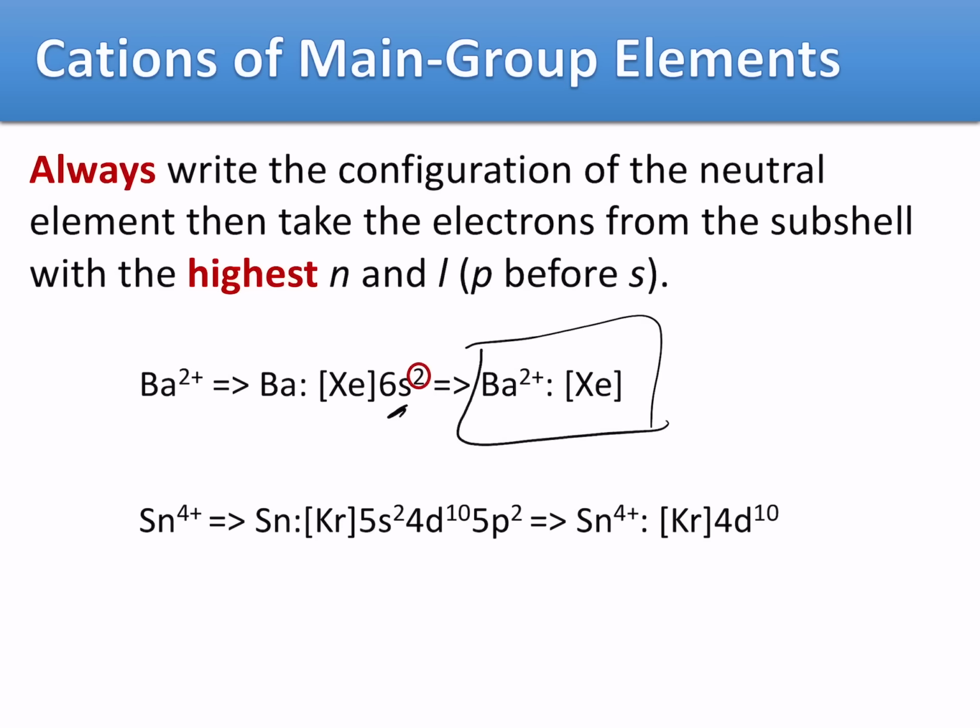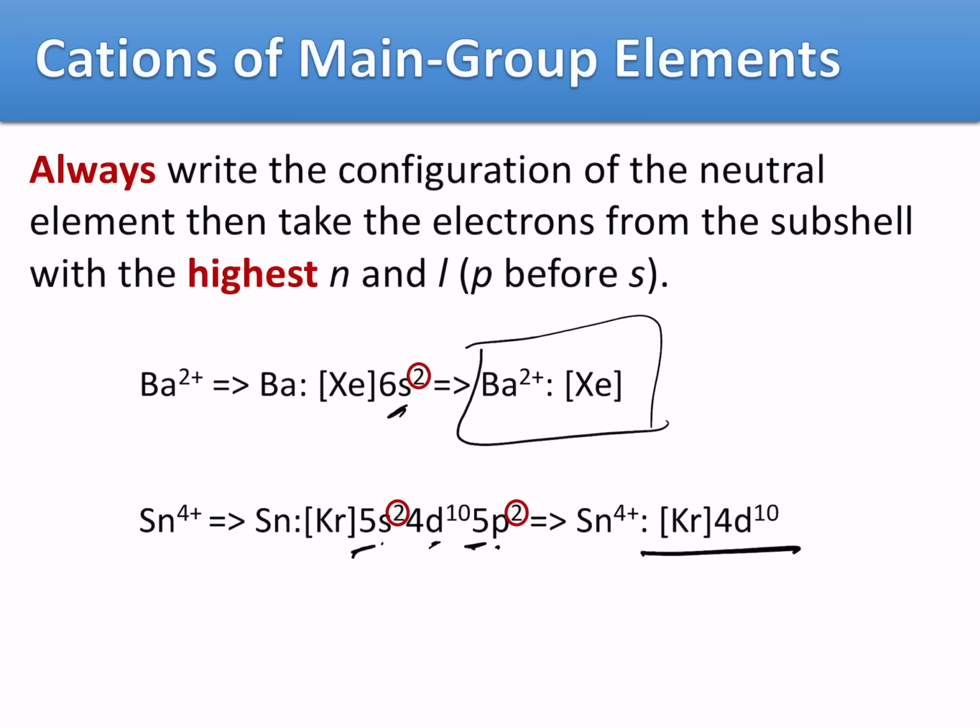Now, Sn4+, this is the configuration. For Sn4+, you take from the highest energy level, no matter what. So the highest energy is 5. So you are taking those electrons from the p orbital and the s orbital, but you don't touch the d orbital. Well, you don't touch it unless it is necessary. So the electron configuration of Sn4+ is going to be krypton 4d10. Not exactly a noble gas configuration, but all of your orbitals are full. Okay?